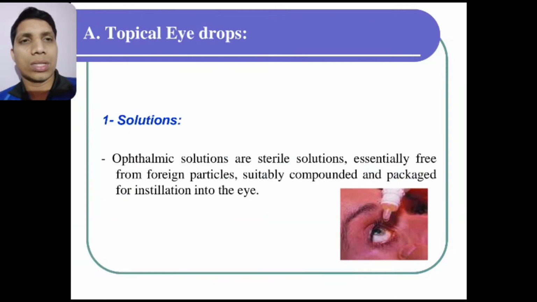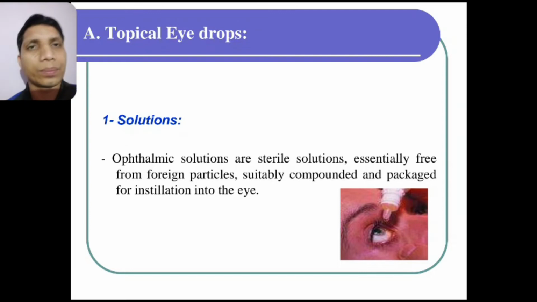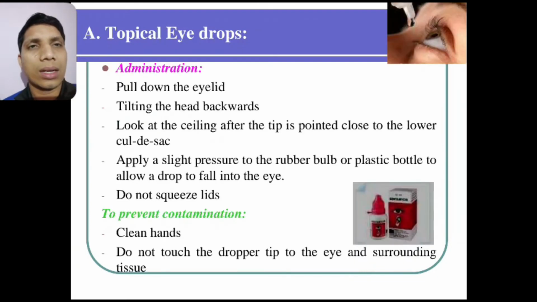First are the solutions. Ophthalmic solutions are sterile solutions, essentially free from foreign particles, suitably compounded and packed for instillation into the eyes. Generally the solid medicament is dissolved completely in the liquid, or both ingredients may be liquid. Next are the topical eye drops, how they are instilled, and the characteristics of the solutions.